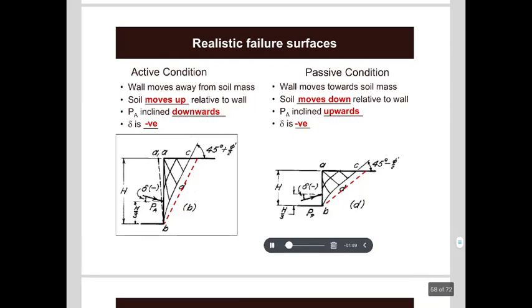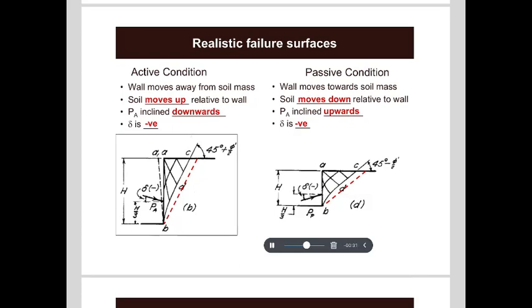The third case that we are going to see here is the active condition, where the wall moves away from the soil mass. However, this time the soil moves up relative to the wall. So when the soil moves up, we will have the reaction which is inclined downwards, so the friction will be negative, and you can see that the failure plane is more like a planar surface, similar to what we assumed, even though this is slightly smaller in terms of the soil mass area.